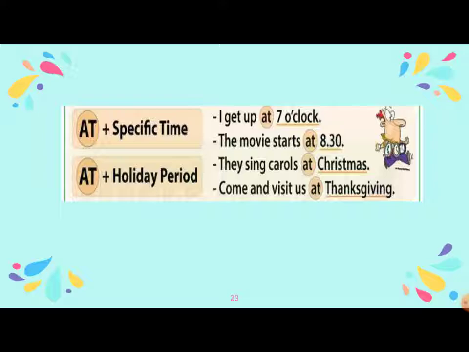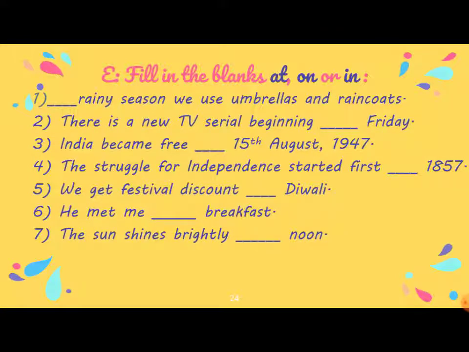Okay. So let's move on to another exercise. E. Fill in the blanks with at, on or in. First sentence, dash rainy season. Yes, season is given. So what preposition will you use? In rainy season, we use umbrellas and raincoats. There is a new TV serial beginning. Yes, you get the day. So it is a specific day. So on Friday. India became free on 15th August 1947.